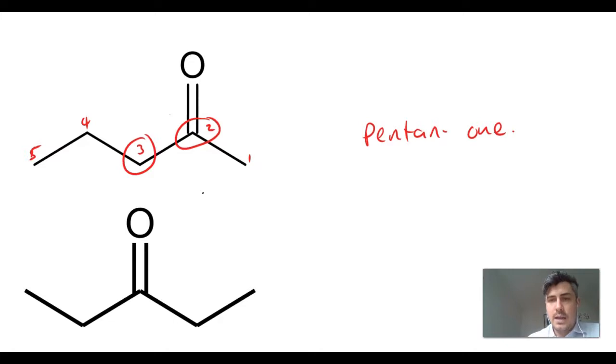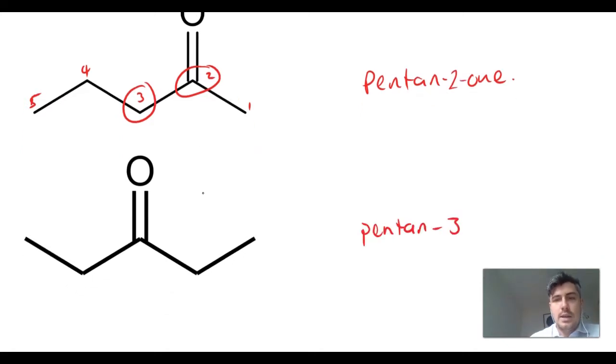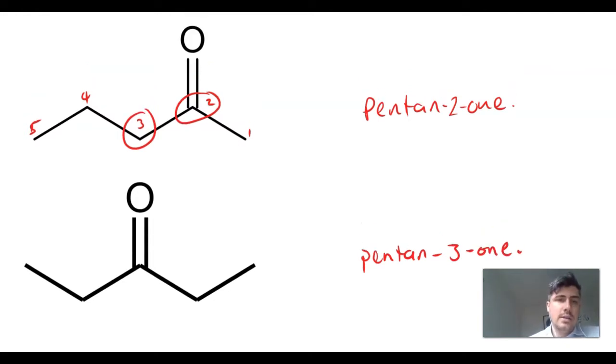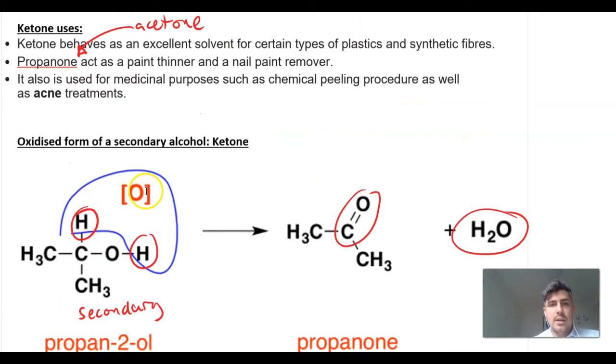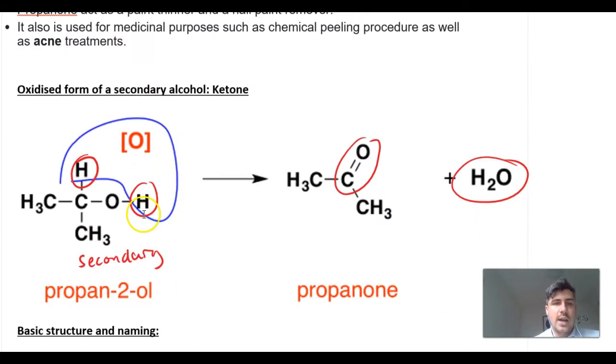So we put a 2 in for there, and then the next one down shows, and that would all depend on what type of alcohol you oxidized. So if you oxidized the alcohol where the OH group was there, then you'd make pentan-3-one. If you oxidized an alcohol where the OH group was here, then obviously you'd make pentan-2-one. Next, we're going to look at carboxylic acids, which is the completely oxidized version of a primary alcohol.